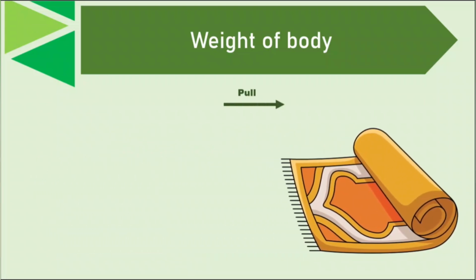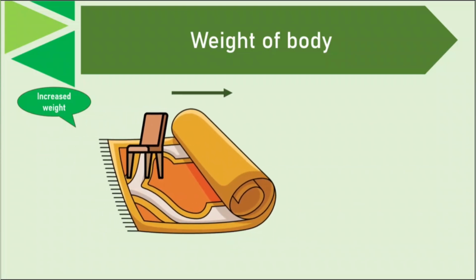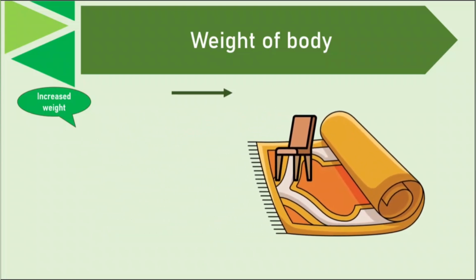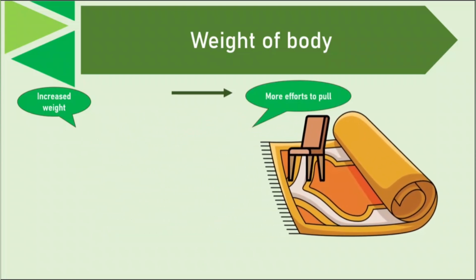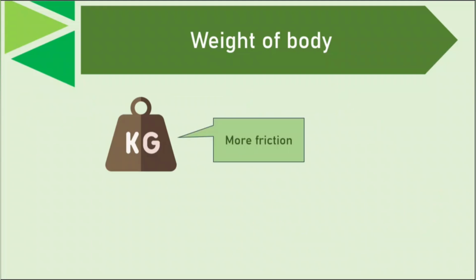So a rug is basically a type of carpet, the one that you can see over here. And it doesn't take a lot of effort to pull it. On the other hand, if you increase the weight of the rug by maybe placing any object, for example, a chair over here, and try to pull it, it is a little bit hard. It takes more effort to pull, right? Why is this? This is basically because when a heavy object is there, it faces more friction.